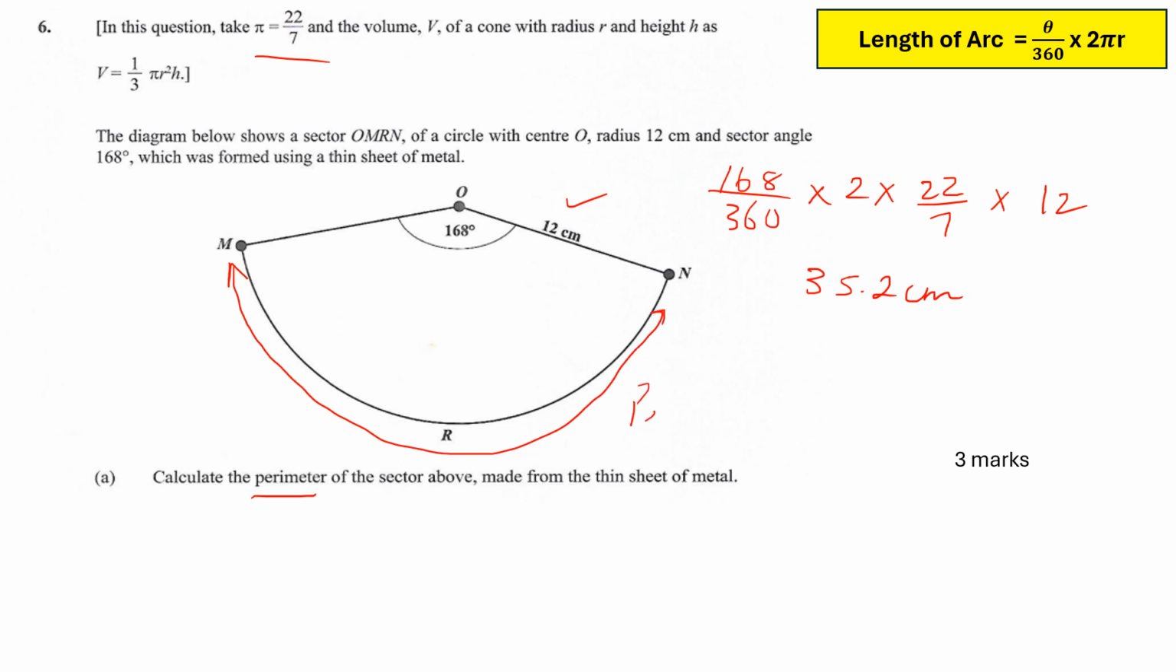Now we're asked to find the perimeter, which includes the arc length. So the perimeter is equal to 12 plus 12, which are the two radii, plus the 35.2 centimeters, which is also in centimeters, equals 59.2 centimeters. And that's the answer.